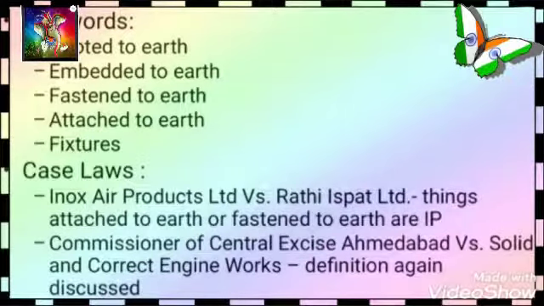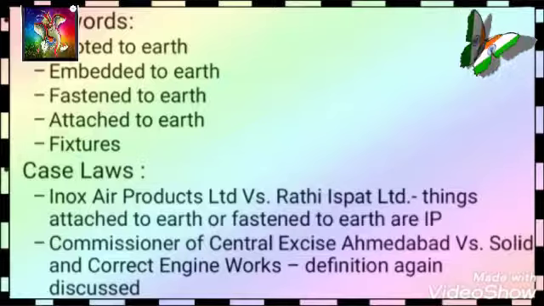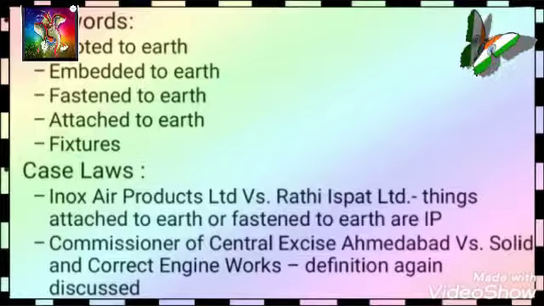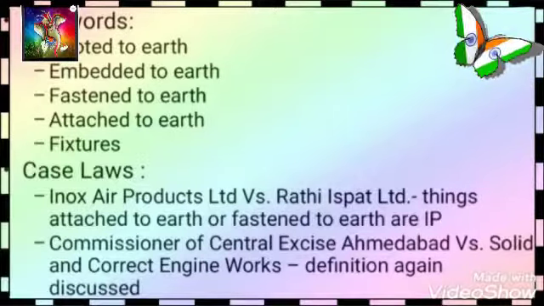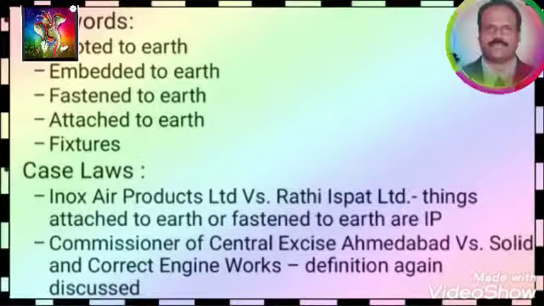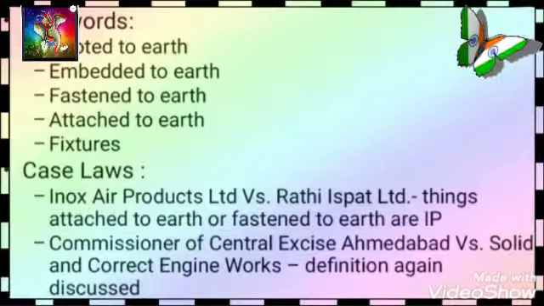Commissioner of Central Excise Ahmedabad versus Solid and Correct Engineering Works. Definition again discussed. Movable property is one which can be transferred from one place to another place with human efforts. What is an immovable property again?